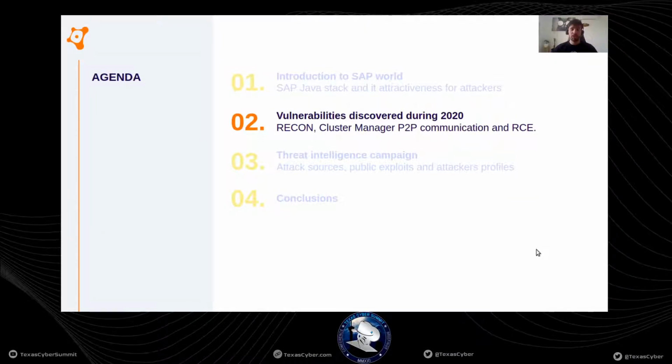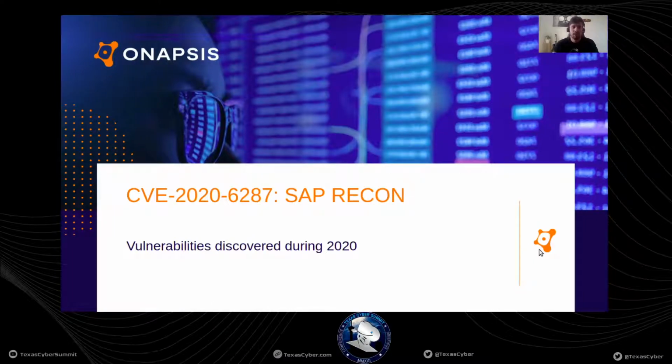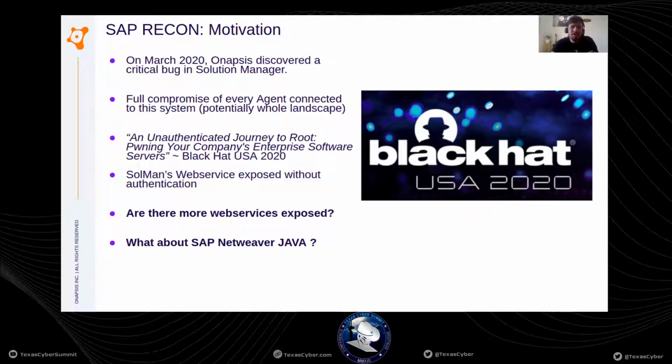Next chapter is about our findings in 2020. So let's continue with the first of the vulnerabilities that we have for today, motivation. Why did we decide to start looking for this bug?